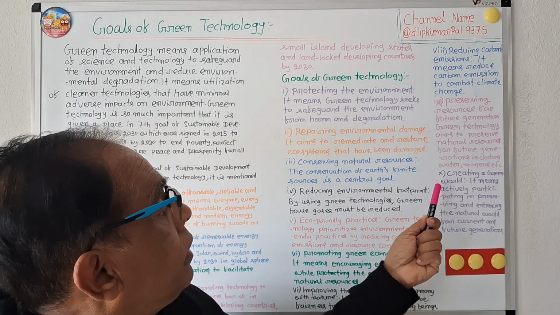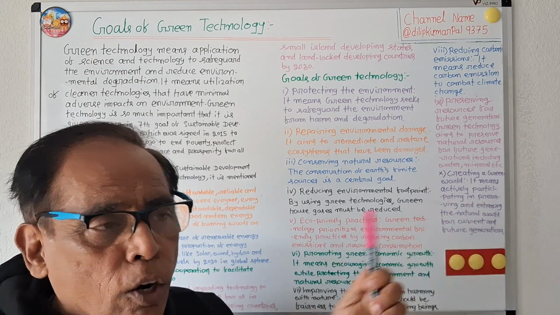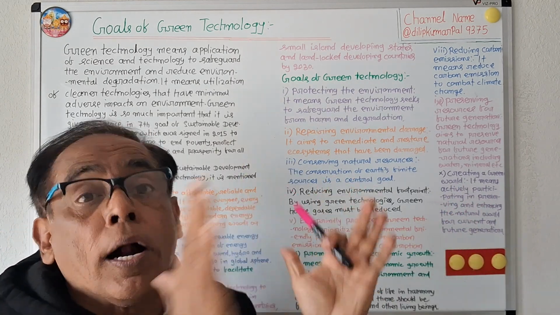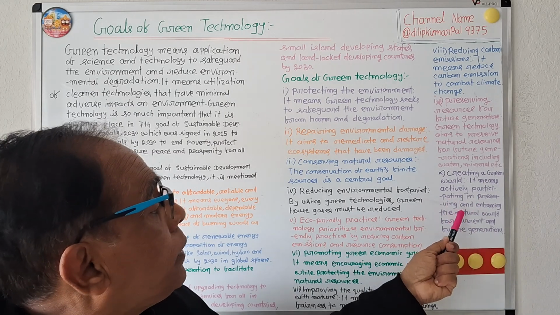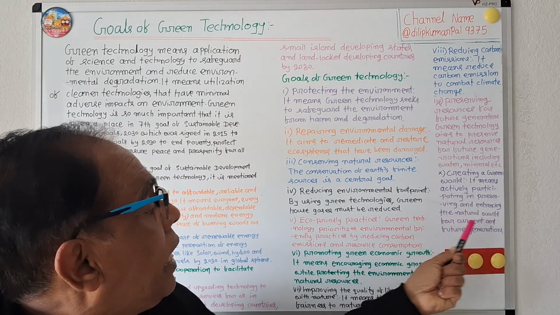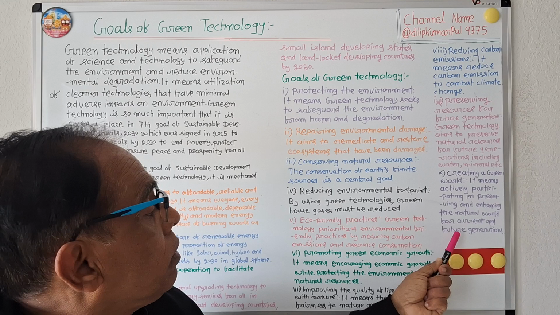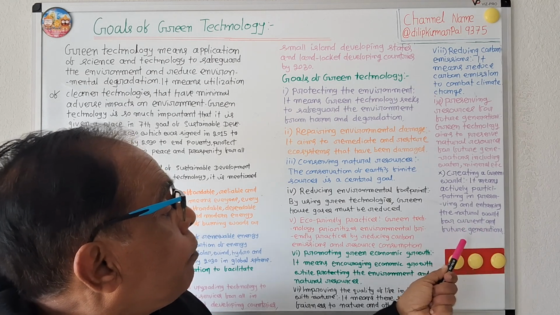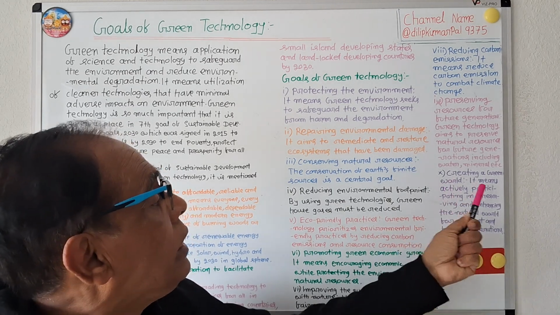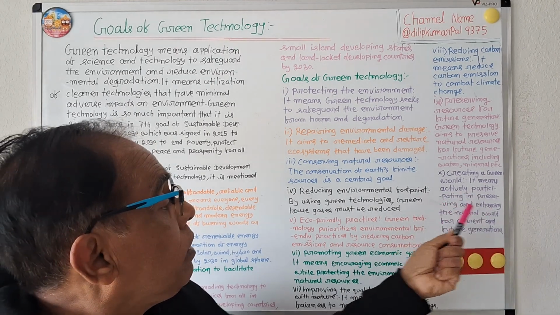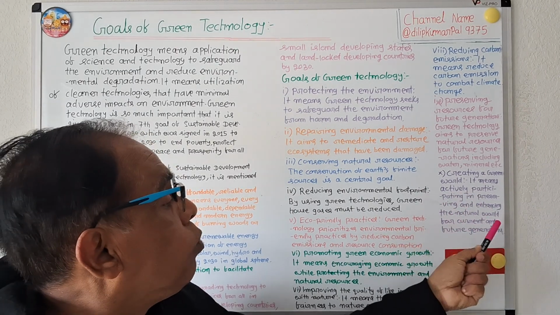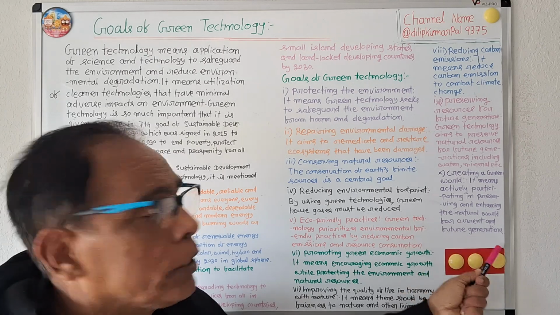Finally, ten, creating a green world. Another objective of green technology is to create a green world. What is a green world? It means actively participating in preserving and enhancing the natural world for current and future generations.